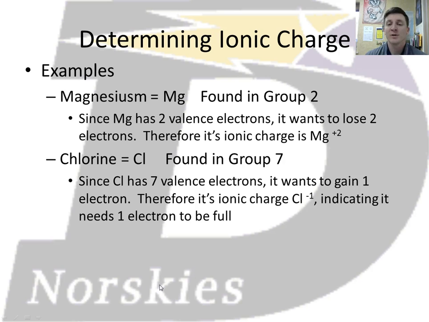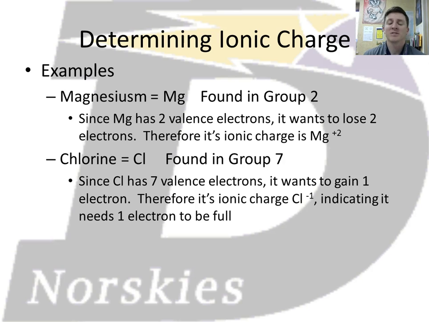So how do I determine the ionic charge of a specific element or atom that's given to you? For example, let's take magnesium. Magnesium is found in main group 2, and we talked about briefly what the main group was in the last lecture, but since magnesium has 2 valence electrons, it wants to lose those electrons. It's easier to lose 2 electrons than to gain 6 electrons to get to 8. So therefore, magnesium's ionic charge is going to be +2 because it wants to basically have a 2 plus positive charge to get rid of those valence electrons.